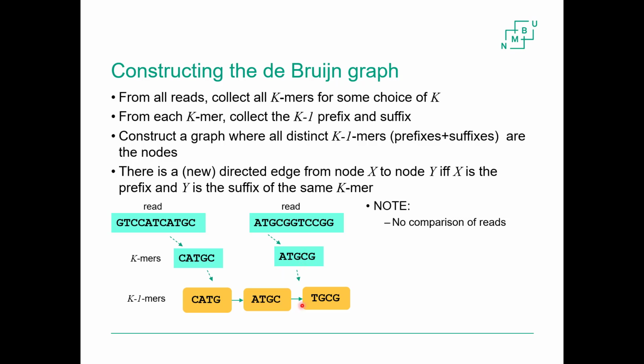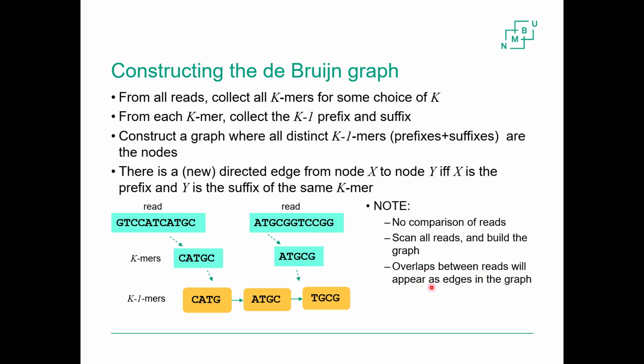You just add the information into this graph, and then the information in this graph tells you everything you need to know about overlaps. So scan all the reads and build the graph. And that's much faster than comparing reads to each other.